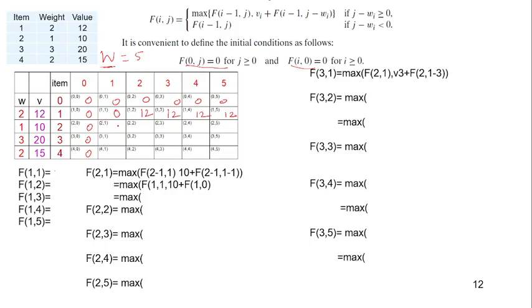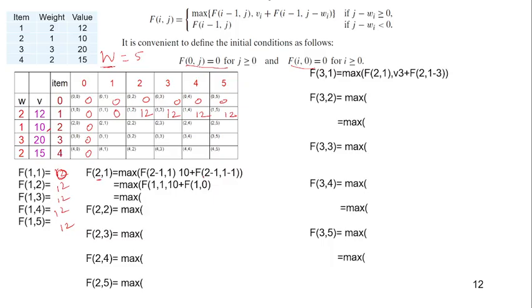And next come to 2 comma 1. Here you write 0 for 1 comma 1, and here 12, 12, 12, 12. So for f of 2 comma 1 you have to apply the formula f of i minus 1 comma j, so 2 minus 1 comma j, that is f of 1 comma 1, comma the value of the item, 10. We are considering row 2, the second item, and the second item value is 10.